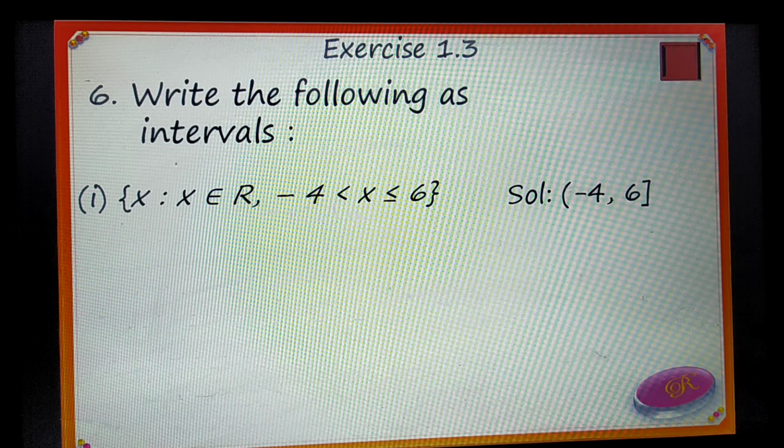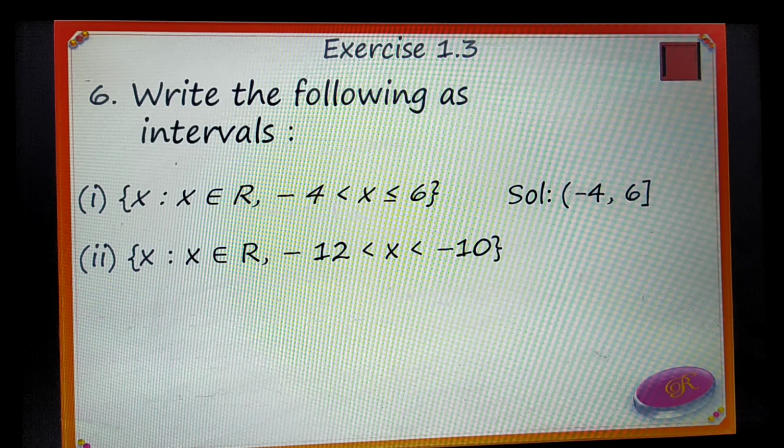Second set is set of all x such that x belongs to R, minus 12 is less than x is less than minus 10. Solution. Open interval from minus 12 to minus 10.